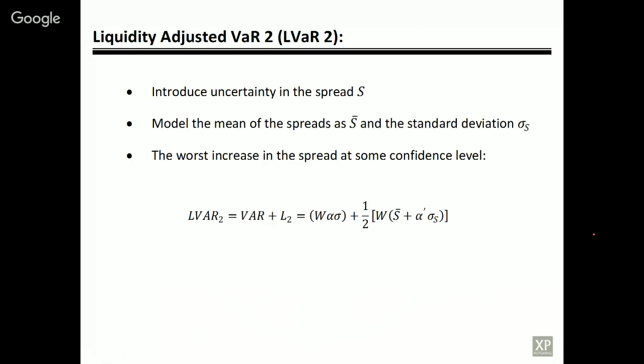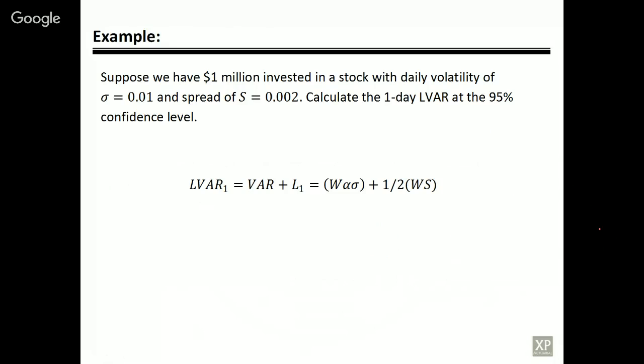If we want to introduce uncertainty into the spread, we get LVAR2. So we model the mean of the spread as S bar and the standard deviation as sigma S. And then the worst increase in the spread at some confidence level is modeled. So our L2 term would be 1/2 multiplied by W, but instead of multiplying by S, we multiply by S bar plus alpha times sigma S, where alpha is at some confidence level. So we'll go over an example.